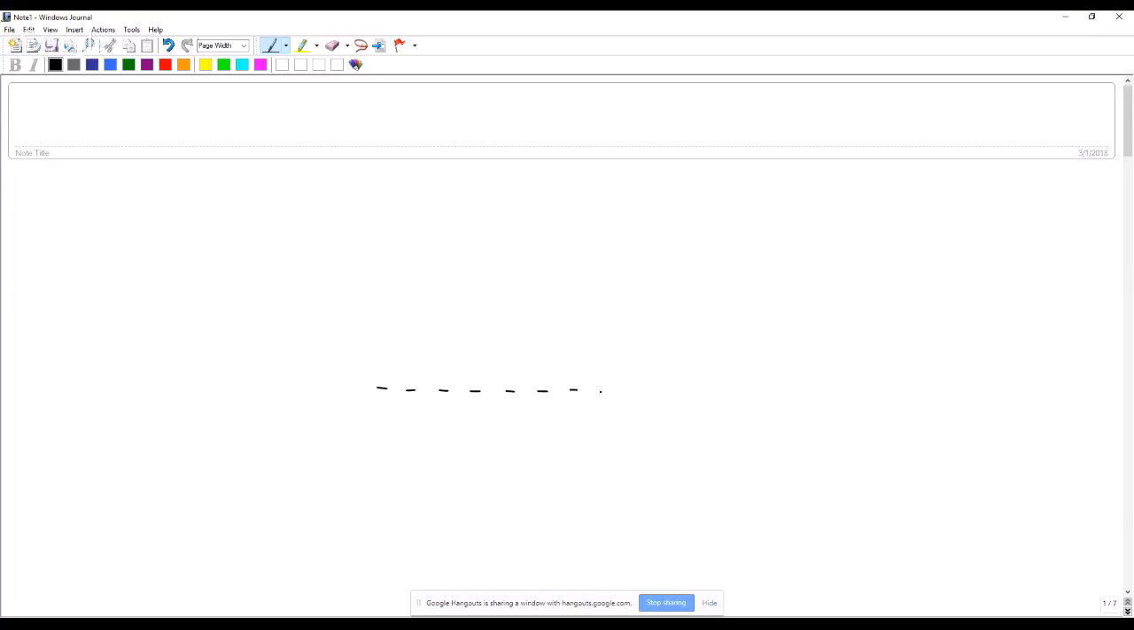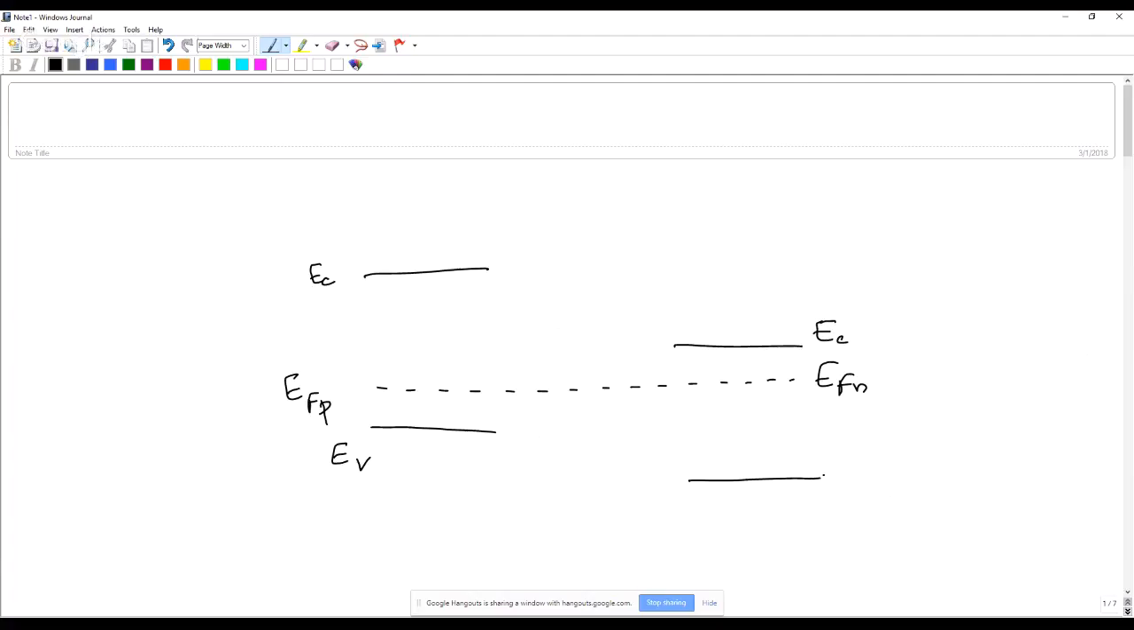So this is my Fermi level. They are now aligned. So this is my P side. So I'm going to mark my EV and EC. This is my N side. So I'm going to mark my EC and EV.